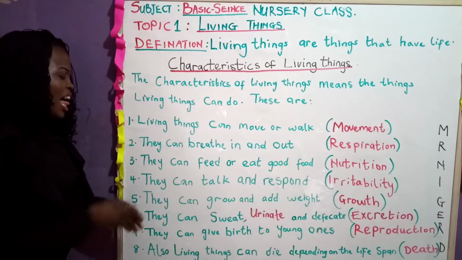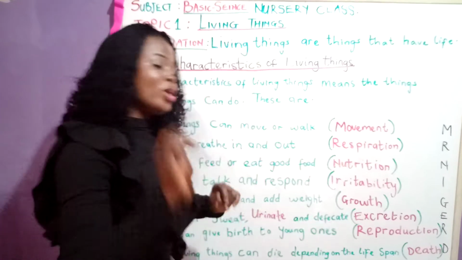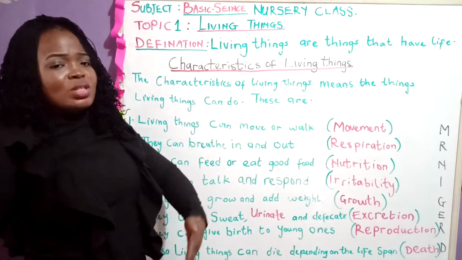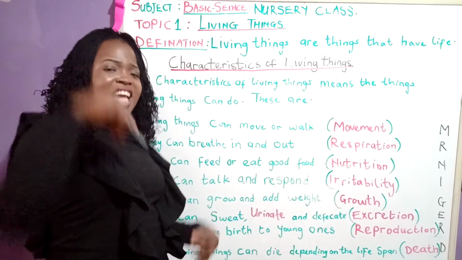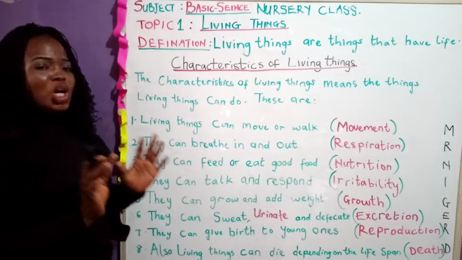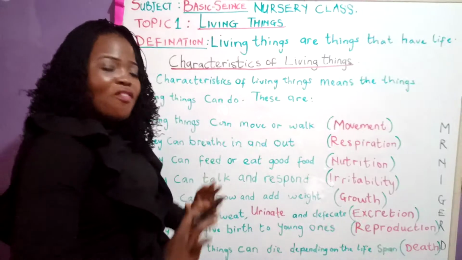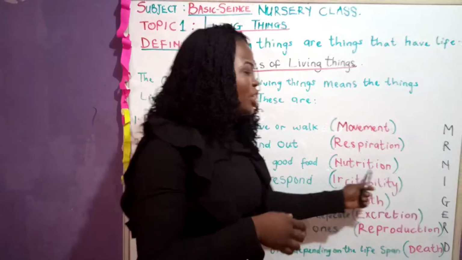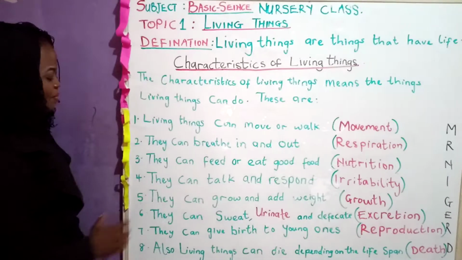Another one is, they can feed or eat good food. Don't tell me you don't eat. During this lockdown, you've been eating at home. The reason why you are eating is to stay alive. That is, you are living things. That is the reason why you must eat. So all living things are able to eat good food for better nutrition. For us to look good, for us to grow well, we have to feed or eat. So I call this nutrition. We are still coming back into this. Just listen carefully.